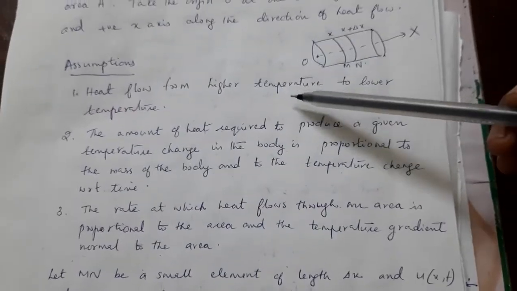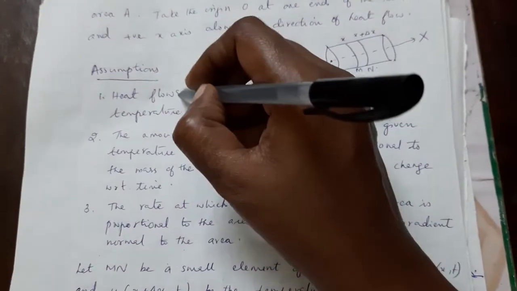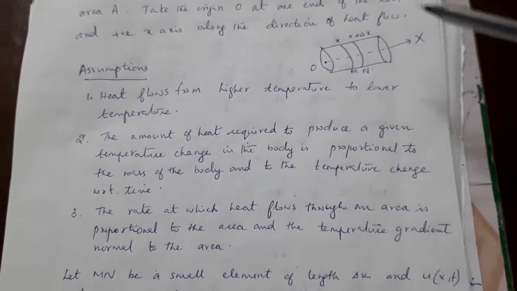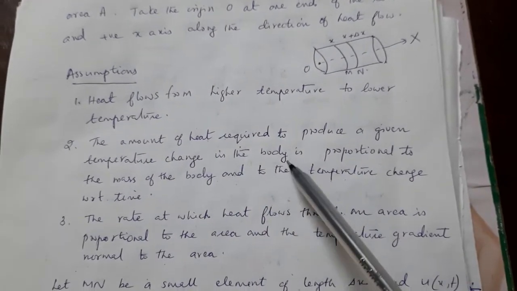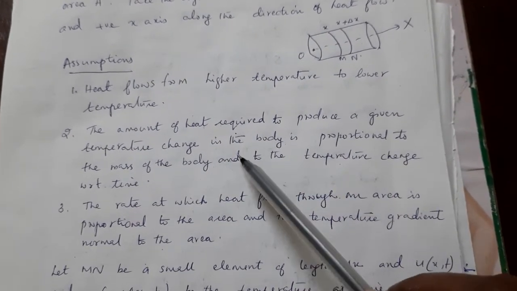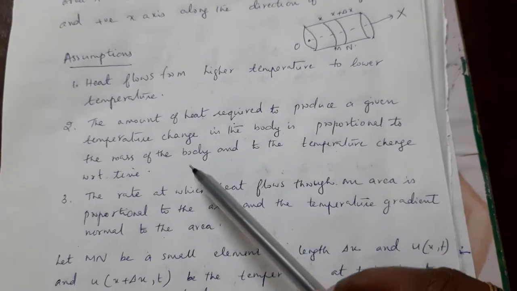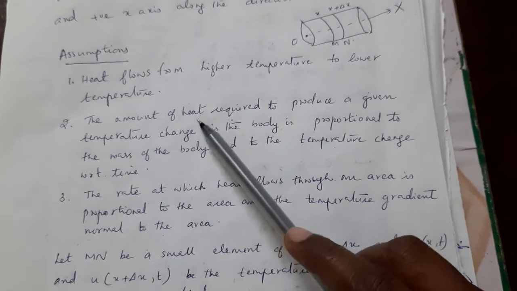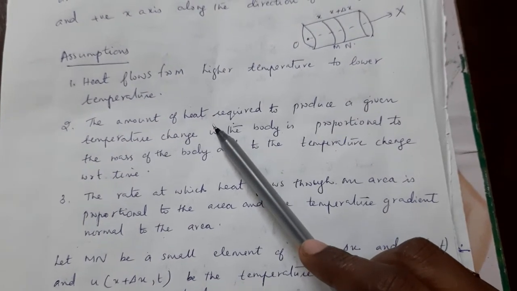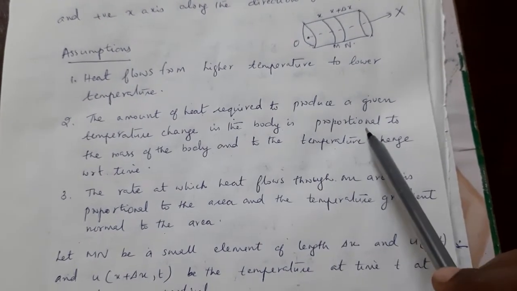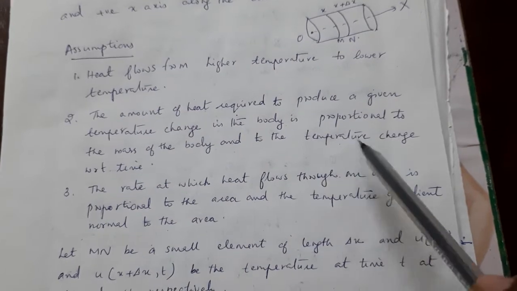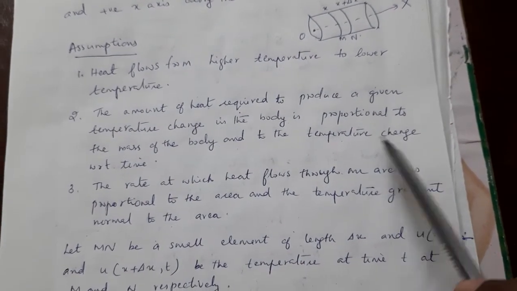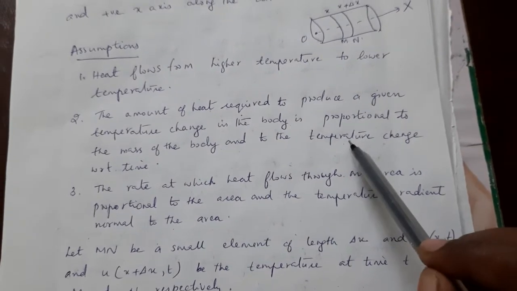First one, heat flows from higher temperature to lower temperature. Second one, the amount of heat required to produce a given temperature change in a body is proportional to the mass of the body and the temperature change with respect to time. So the amount of heat flowing is proportional to the mass of the body and the change of temperature with respect to time.